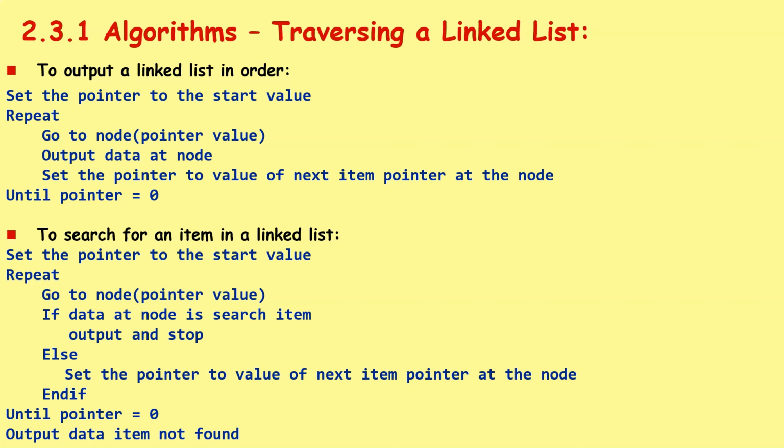To search for an item in a linked list, again, set the pointer to the start value, repeat until the pointer equals 0 or whatever. Go to the node at the pointer value. If data at the node is the search item, we can output and stop. Otherwise, set the pointer to the value of the next item pointer at the node, and then just keep going until we reach the end.